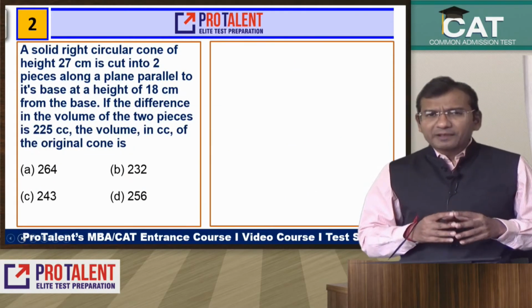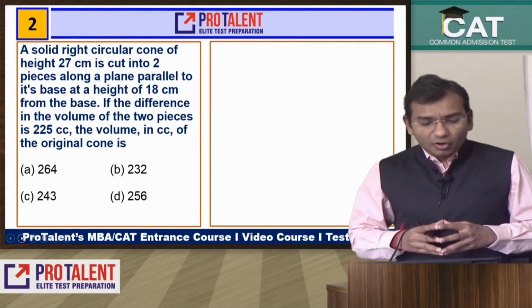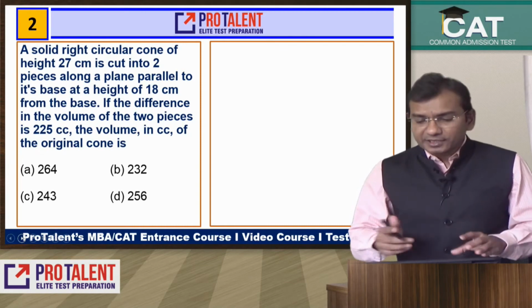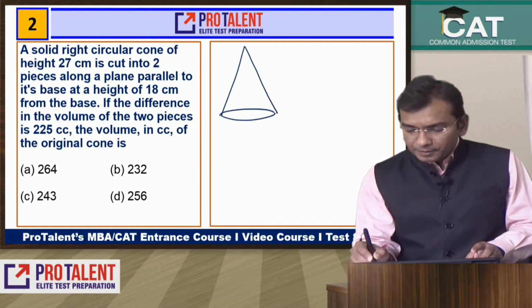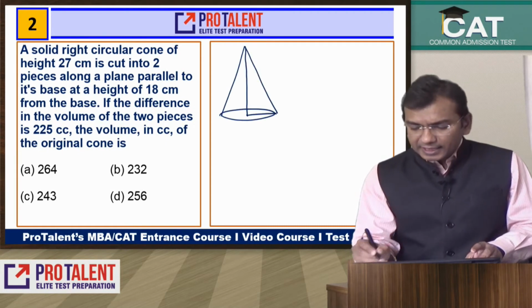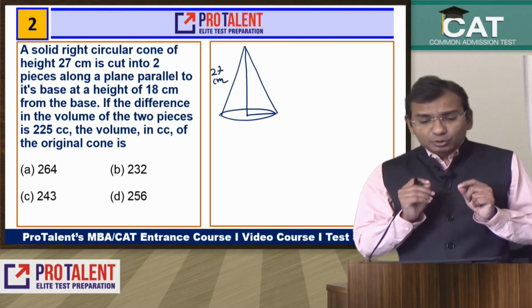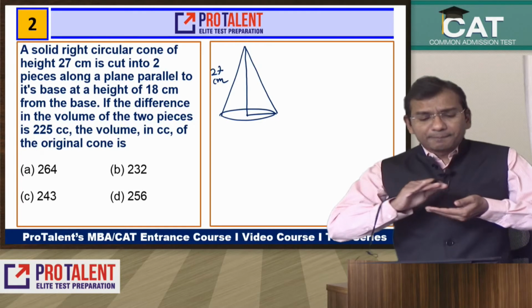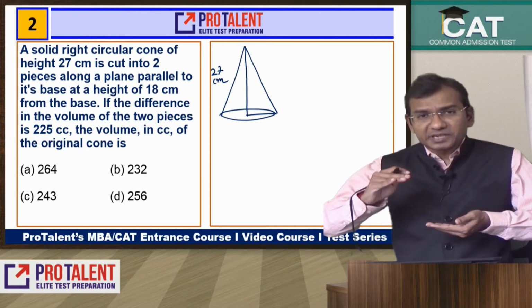Question number 2, very interesting. A solid circular cone of height 27 centimeter. So there is a cone. What is the height? Height is 27 centimeter. It is cut into 2 pieces along a plane parallel to its base, at a height of 18 centimeter from the base.